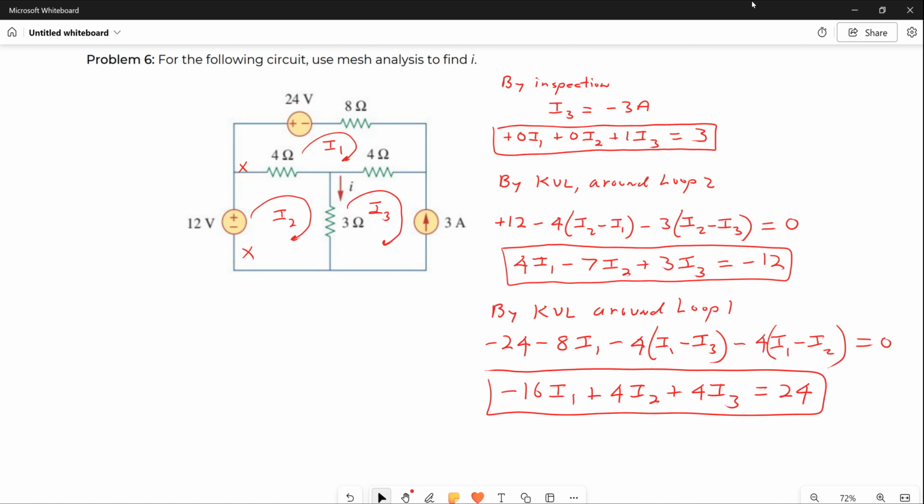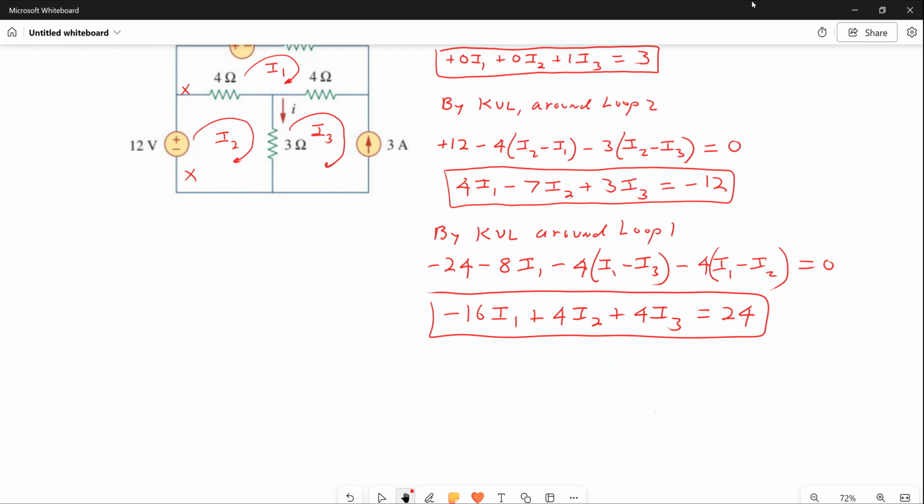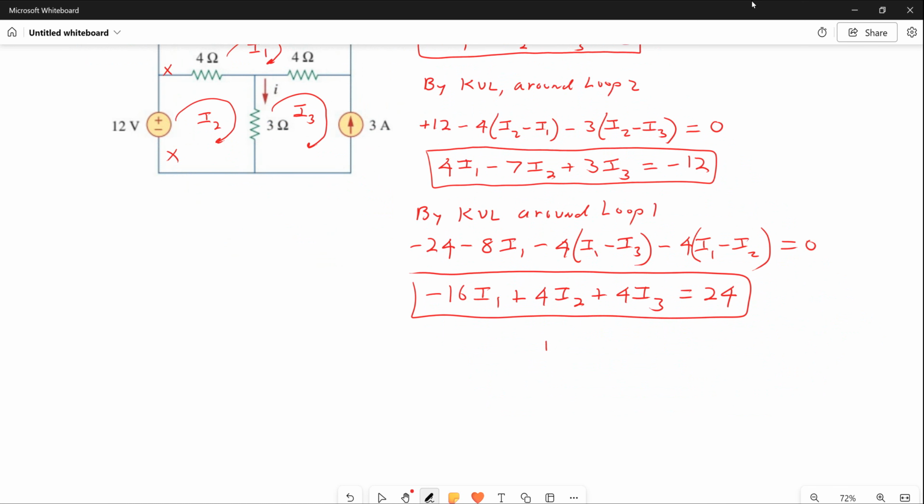I get 3 equations and 3 unknowns, and I solve that for I1, which is equal to negative 2.5 amps. I2 is equal to a negative 1 amp. I3 is equal to a negative 3 amps.